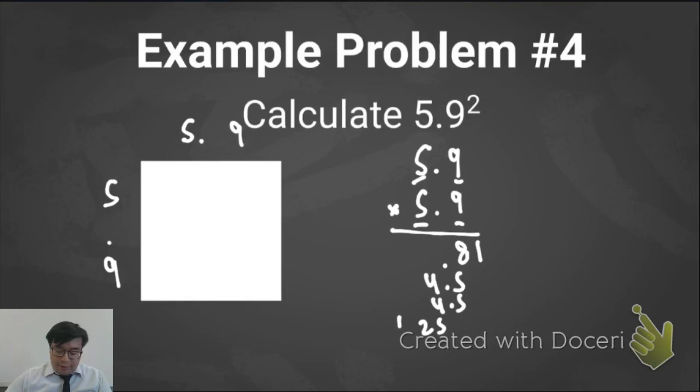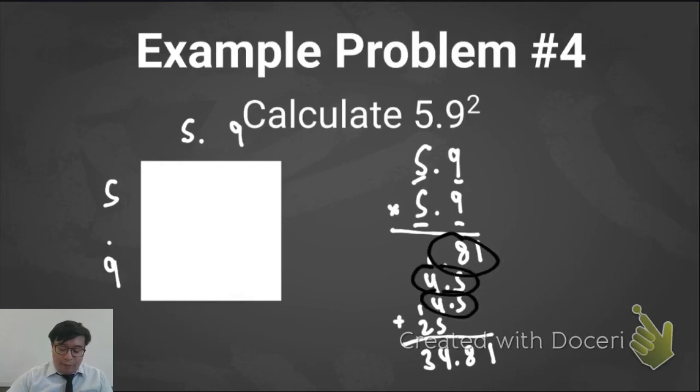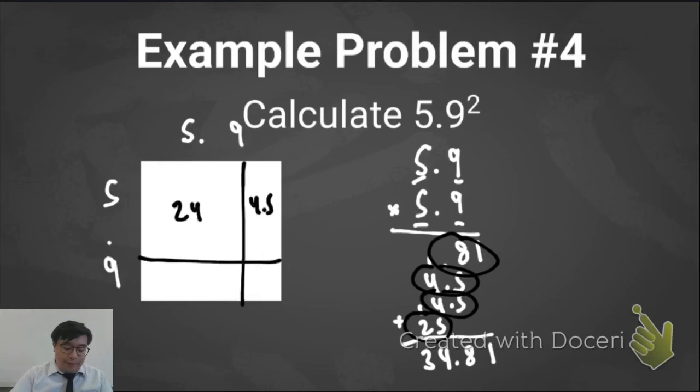So adding up all these parts, I have 1. 5 plus 5 is 10. 10 plus 8 is 18, carry the 1. Here I have 5, 10, 14, carry the 1, and 3. So I have 34.81. And you guys can see that each of these numbers I multiplied, 0.81, 4.5, 4.5, and 25, these are segments of my square. This is the 25, 4.5, 4.5, and 0.81.